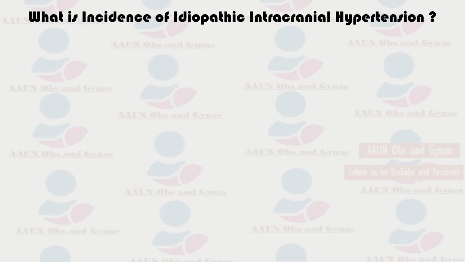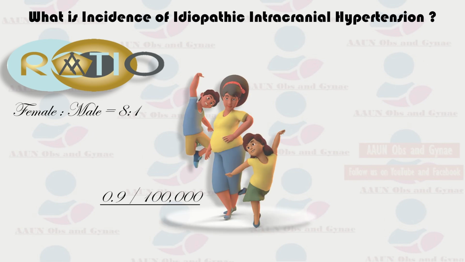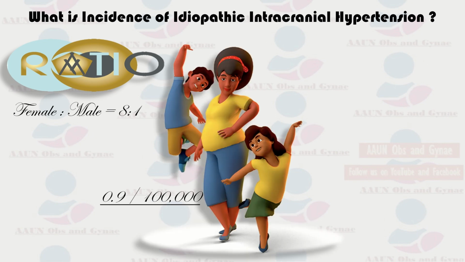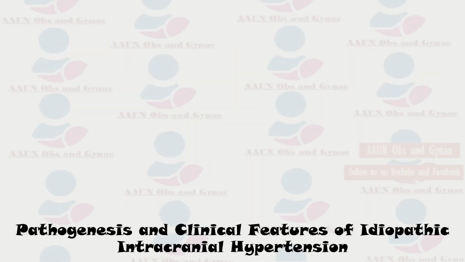What is the incidence of idiopathic intracranial hypertension? Idiopathic intracranial hypertension has a female to male ratio of 8:1. The incidence of idiopathic intracranial hypertension in women of childbearing age is 0.9 per 100,000, which increases to 19.3 per 100,000 in obese women.